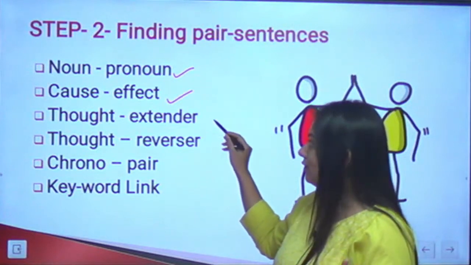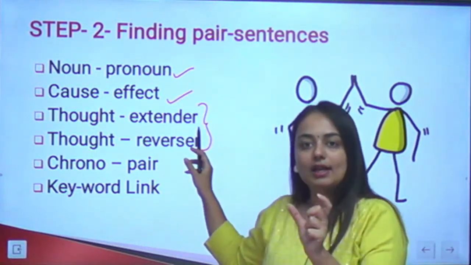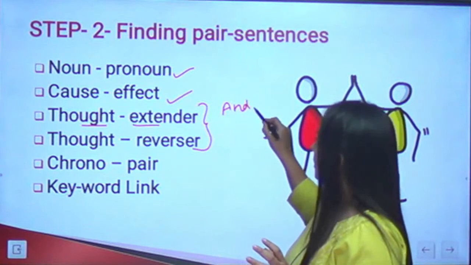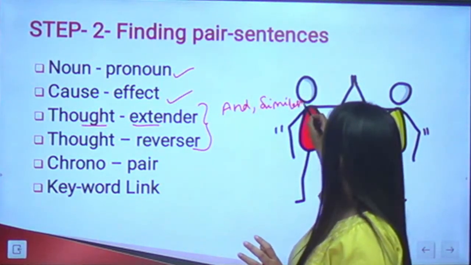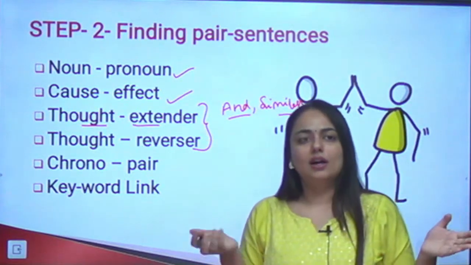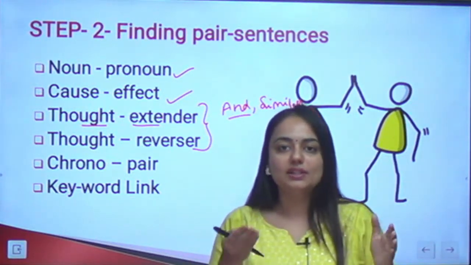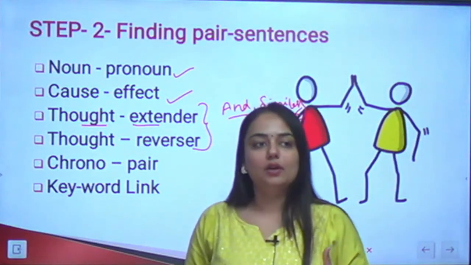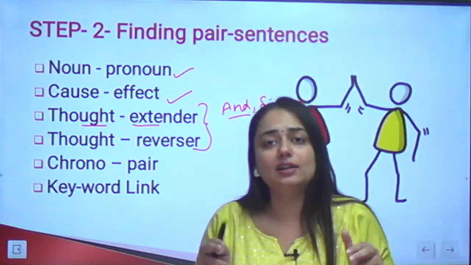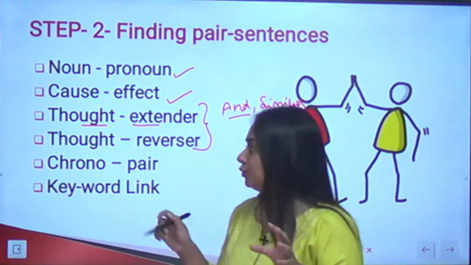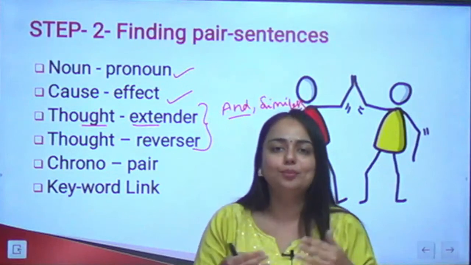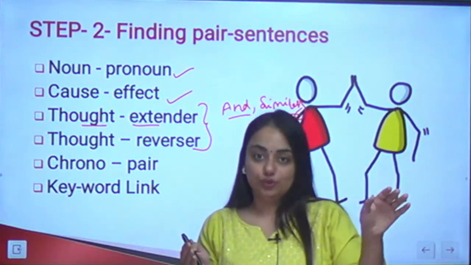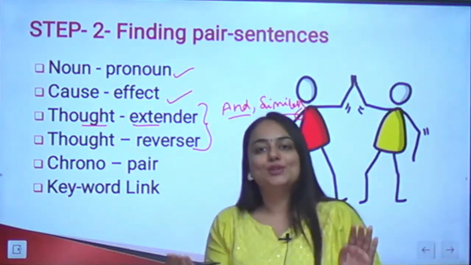Next one is, okay, we will do these 2 together: thought extender and thought reverser. If you get words like and in the starting, similarly, so always understand this: if a sentence is starting with and or words like similarly, it means it is in addition to something else, to some sentence preceding it. So you'll quickly try to identify which sentence should precede this particular sentence starting with and or similarly. This is a way to find a thought extender, or you can say a descriptive pair, both talking about the same thing. It's just that you have to see which one is more generic or which one introduces that thing and which one shows the further extension to that same thing.